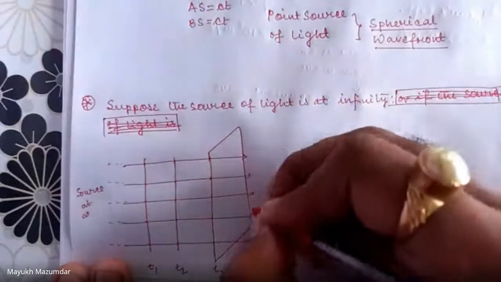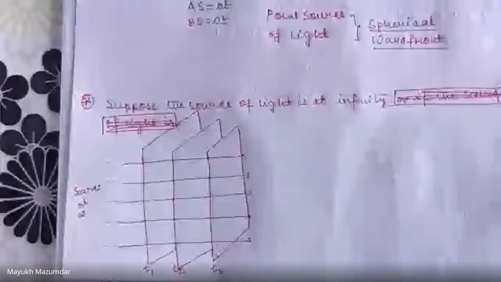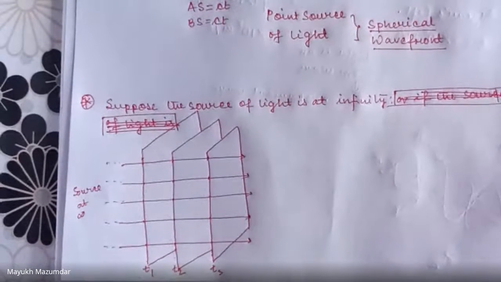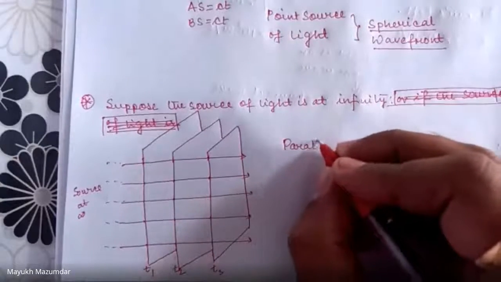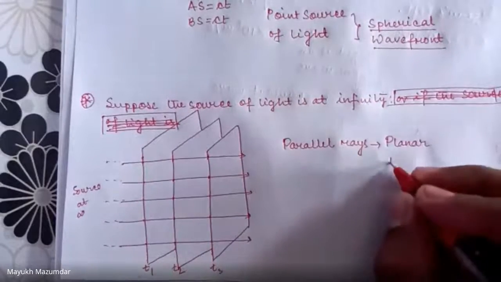Is it clear? Yes, sir. Okay. So what we can conclude, for parallel rays, the wavefront would be a plane. We call it a planar wavefront.